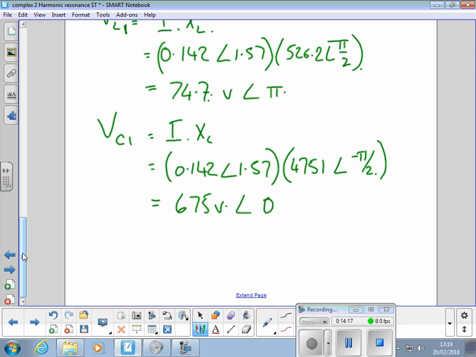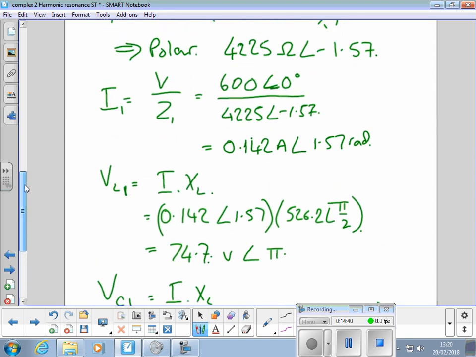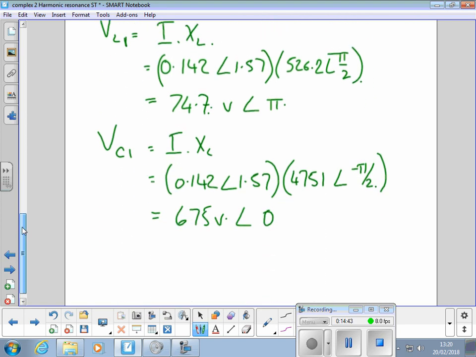So that capacitor voltage is a little bit higher than the intended applied, but if we had, let's say, I don't know, a 1000 volt working capacitor, then everything would be okay. For instance, 600 volts applied, we've got 142 milliamps flowing, 75-ish volts across the inductor and 675 volts or so across the capacitor. And we assume that is what was intended.